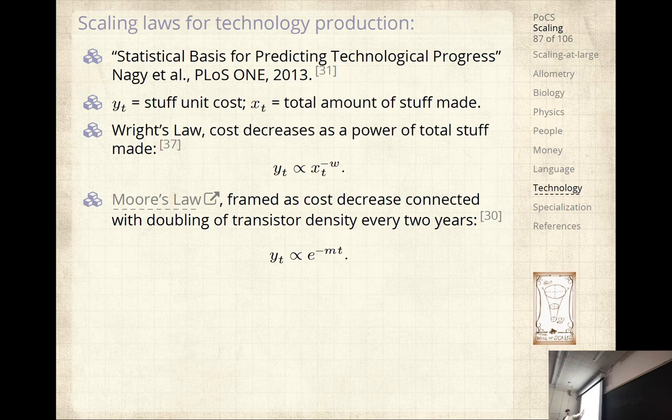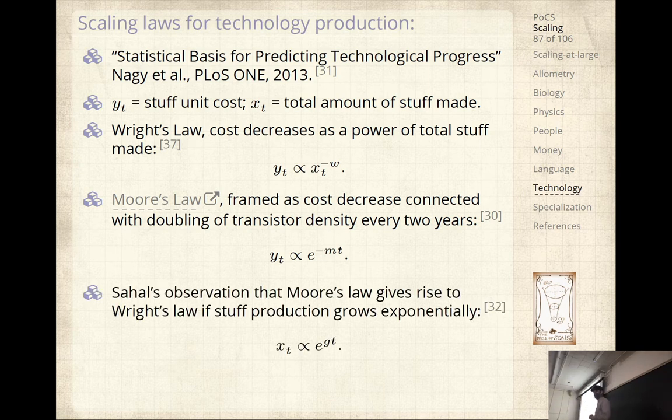Because that was tied to time. Moore's law was tied to time. It was doubling every 2 years. So it's not just the scale of things, but it's actually the cost. And then there's a paper that comes later, Sahal's paper, that put them together and said, well, all right, these things match up because obviously these things are going to be proportional to each other. So this must be true as well, right?